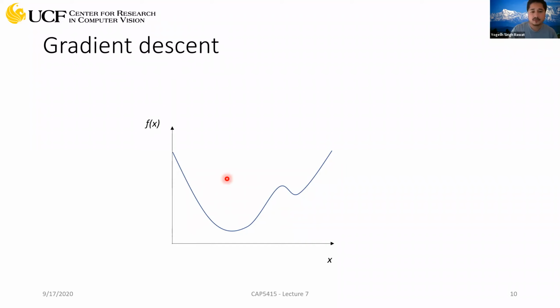Now, what you want to do is minimize the value of this function. If you minimize, you're trying to figure out what is the value of x for which this function has minimum value. So in this case, you know this point, right? The value of x at this point is something you are looking for.